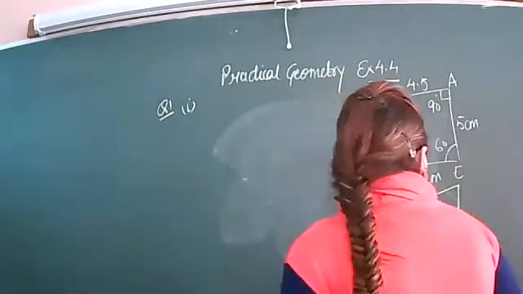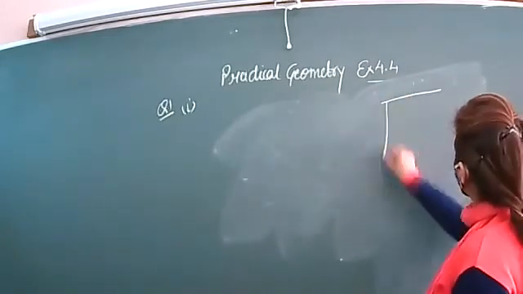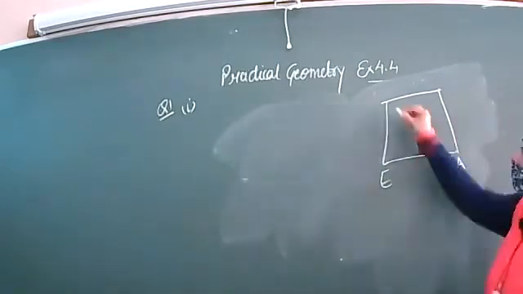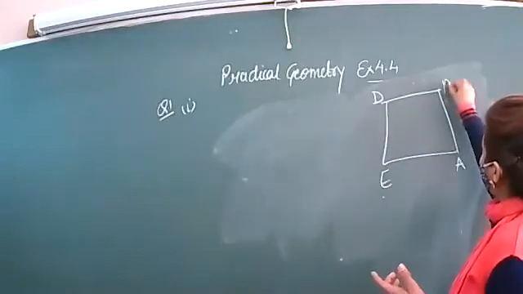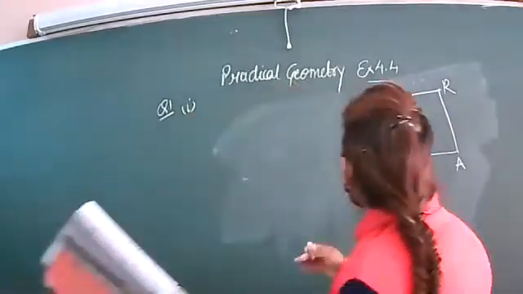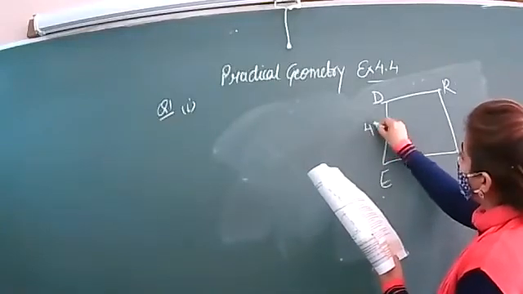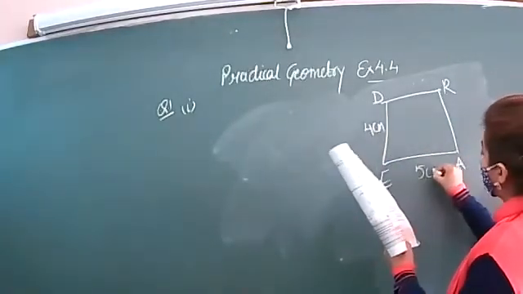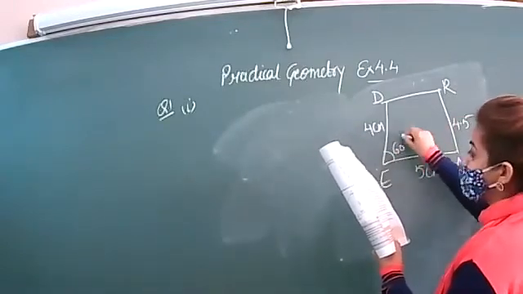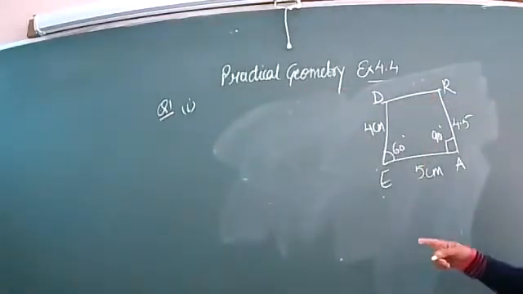Take EA in the bottom line. Let's draw the figure again. EA. The name of the figure is DEAR. Got it? Got it, beta? So I have changed the name. Now let's write all the details again. DE is 4 centimeter. EA is 5 centimeter. AR is 4.5 centimeter. Angle E is 60. Angle A is 90.